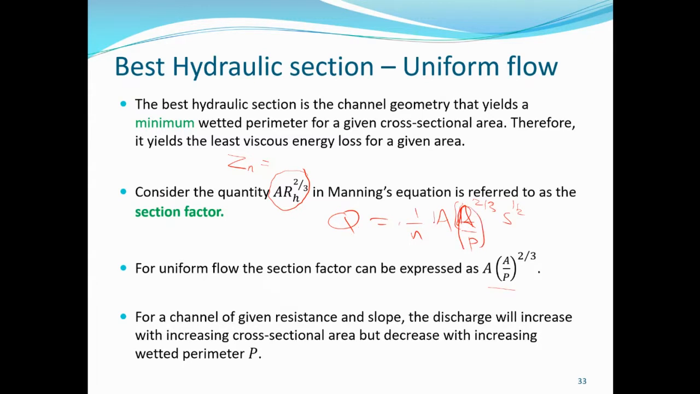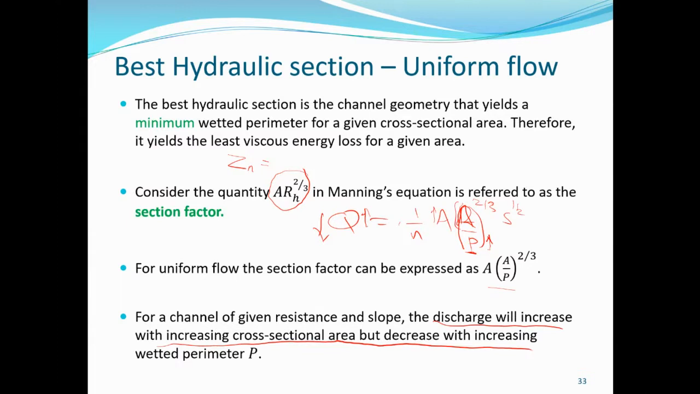So when A increases, the flow rate increases. What about when P decreases? When the wetted perimeter increases, because it is in the denominator, Q decreases, so the flow rate decreases. Okay, so that is why the discharge will increase with increasing cross-sectional area, but decrease with increasing wetted perimeter.